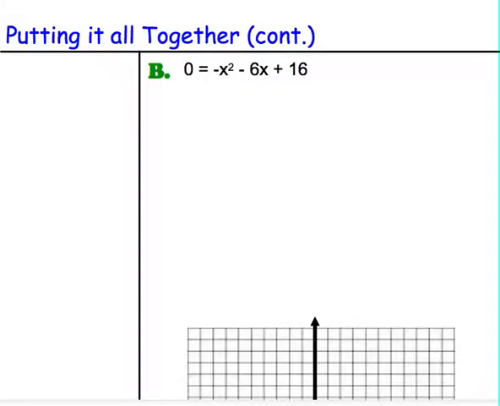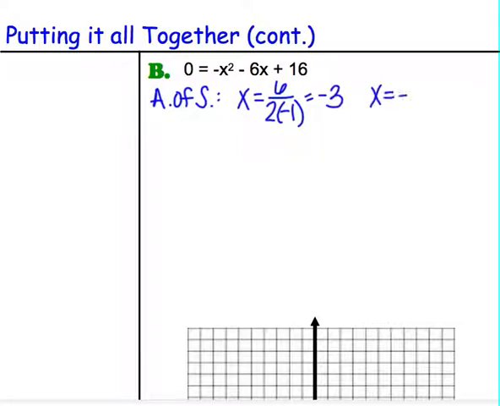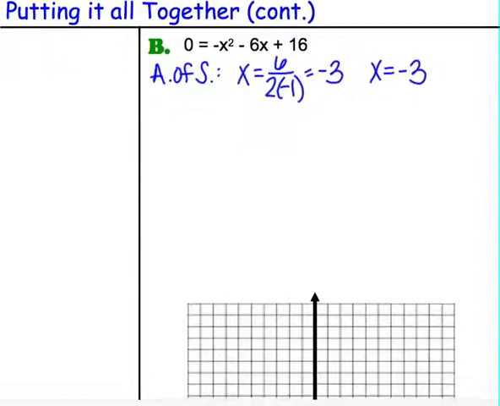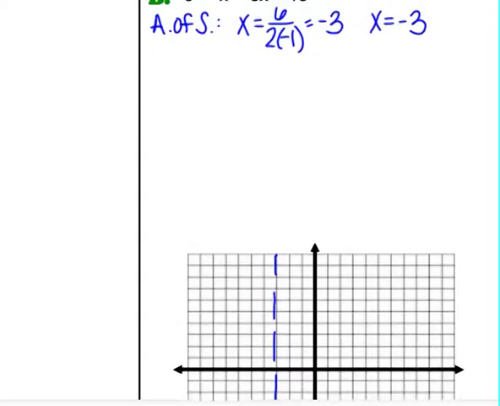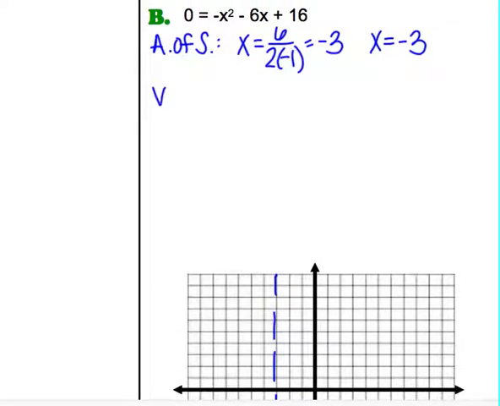Now we've got 0 equals negative x squared minus 6x plus 16. Start off with the axis of symmetry. So x equals the opposite of b, which is 6 over 2 times -1, which gives us 6 divided by -2, which is -3. So x equals -3. We can go ahead and sketch that in right away. And then we use that to find our vertex.